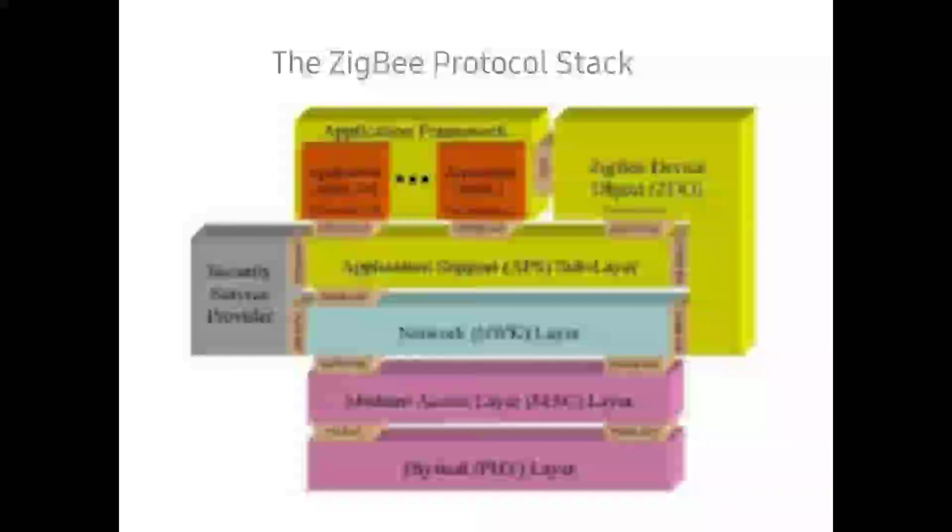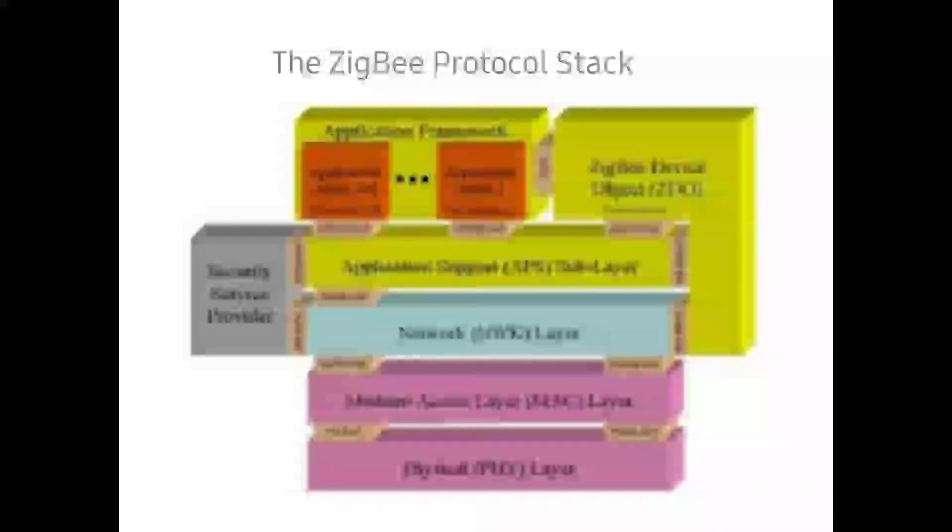ZigBee device object. It initiates a response to binding and discovery requests and establishes the secure relationship between network devices. It provides a rich set of management commands defined in the ZigBee device profile. Application support sublayer. It is also responsible for providing data services to the application and ZigBee device profile. It maintains binding links and storage of the binding table itself.